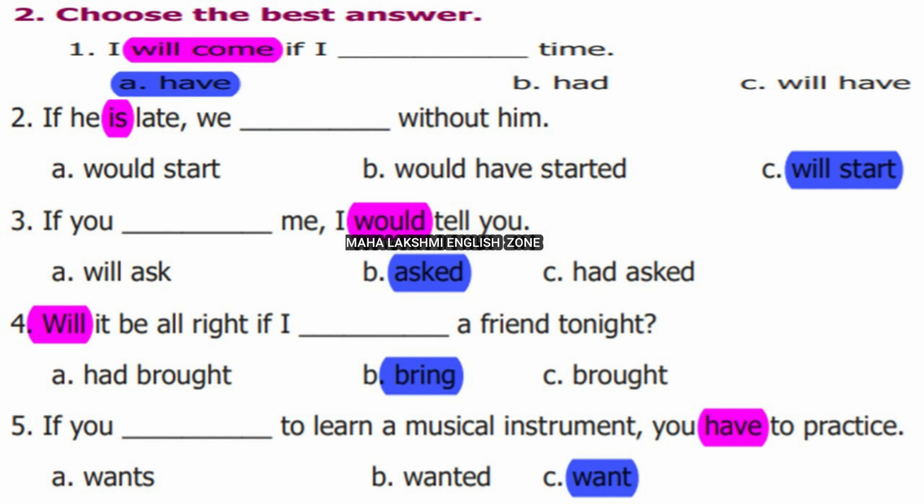In the third one, our main clause contains would. So would plus tell, would plus verb. So we should just remember that rule, the three rules we studied now. If the main clause contains would plus verb, probably our if clause is past tense. So "will ask" is not a past tense, "had asked" is not a past tense, because have, had, has will come only for perfect tense. So asked is a past tense. Ask, asked, asked. So our answer is asked.